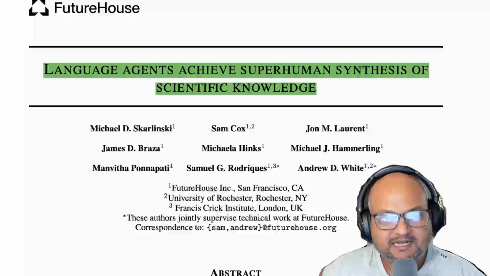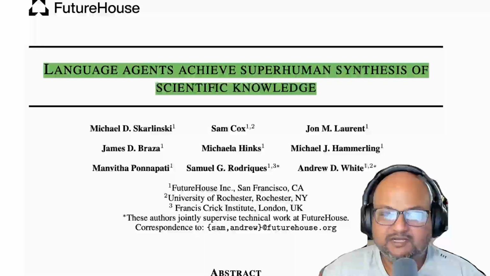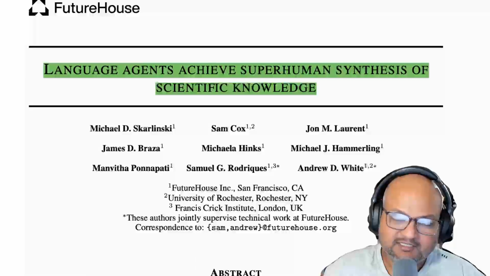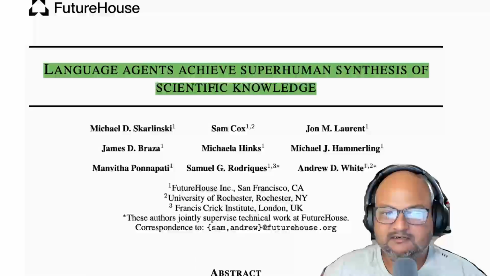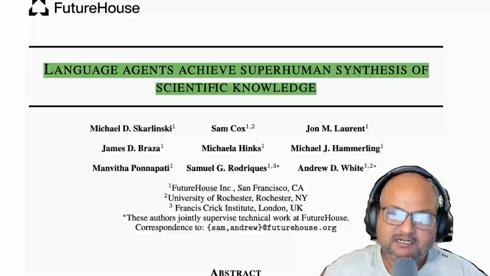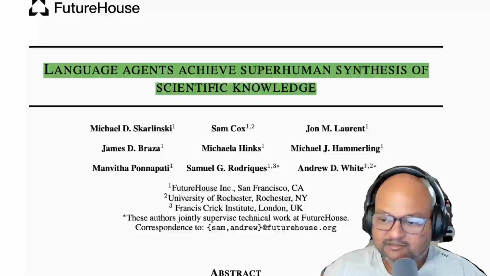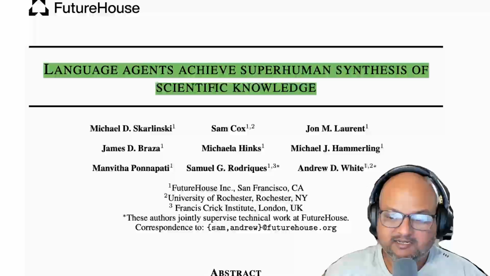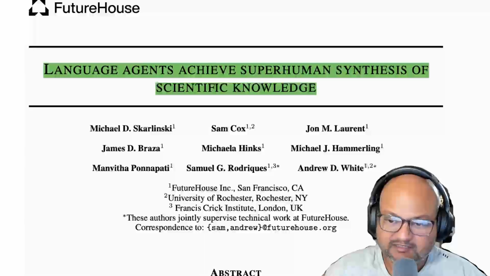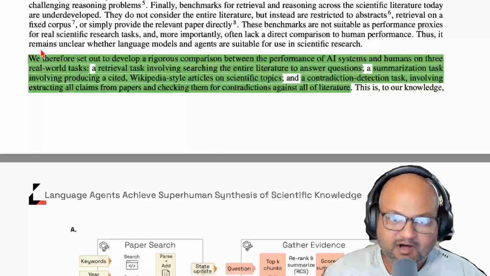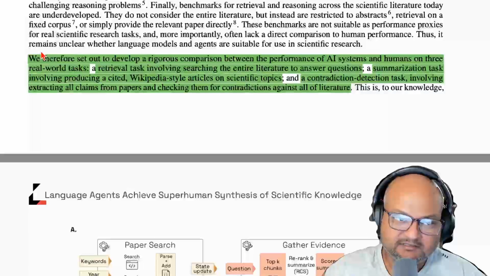So, as the title says, they're trying to use language agents to get superhuman synthesis of scientific knowledge. And by this, they don't mean creating new scientific knowledge, but being able to understand and summarize and answer questions about a large body of existing scientific knowledge. They're looking at 3 tasks that are a huge chunk of any modern scientist's or researcher's workflow.